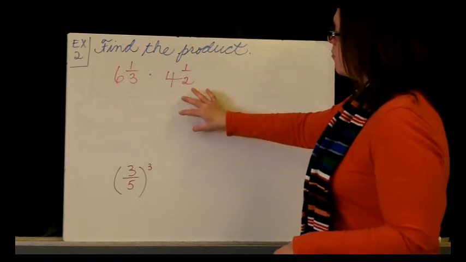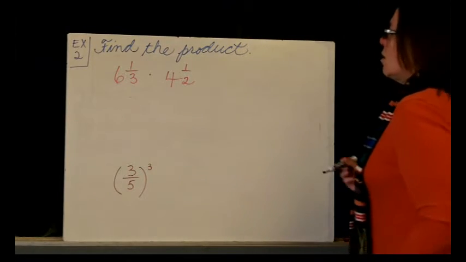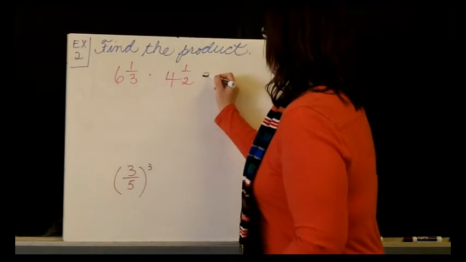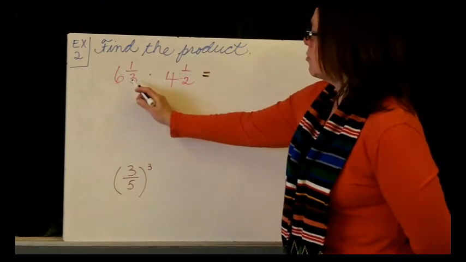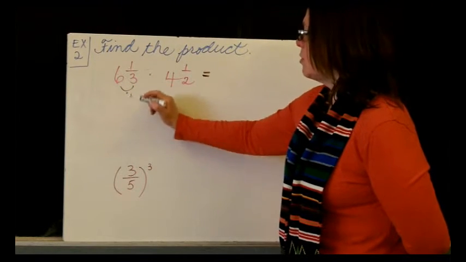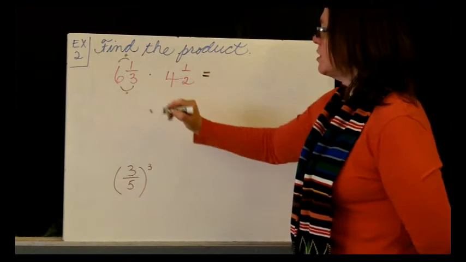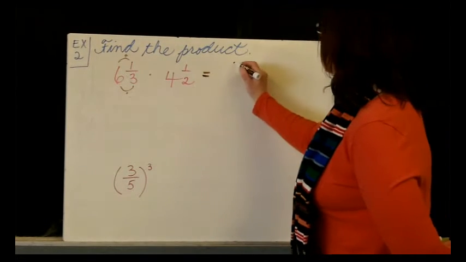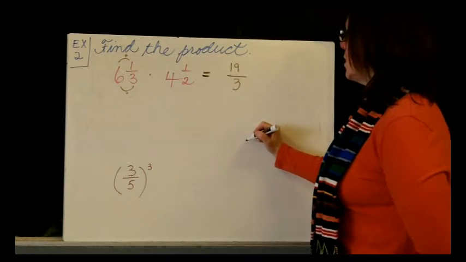Okay, in the first part of example 2, we are working with mixed numbers. When we have mixed numbers, we do want to convert them to improper fractions. Remember, we take our denominator and multiply it to the whole number, and then add the numerator. So 3 times 6 is 18. 18 plus 1 is 19, and the denominator stays the same.